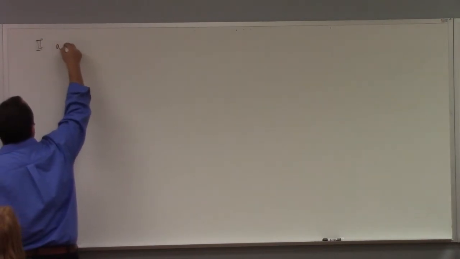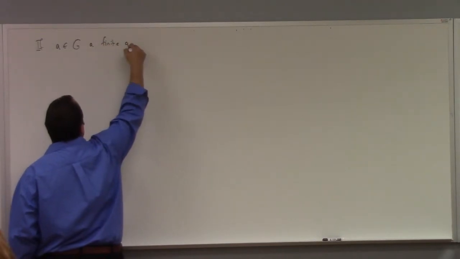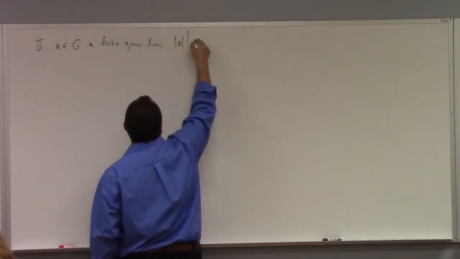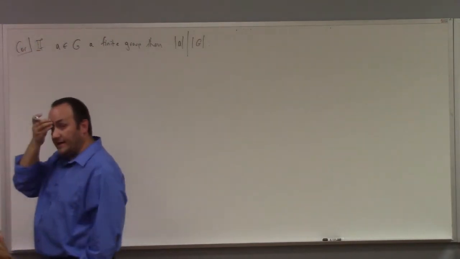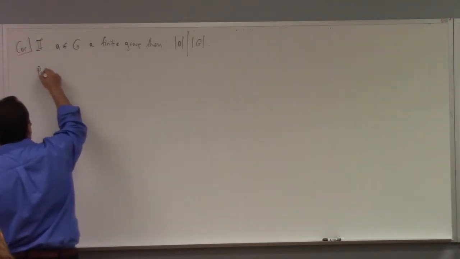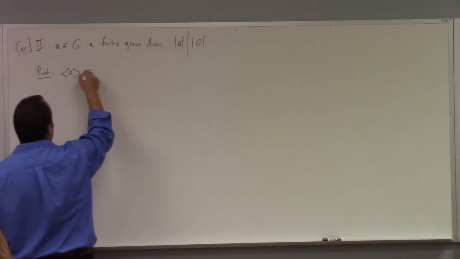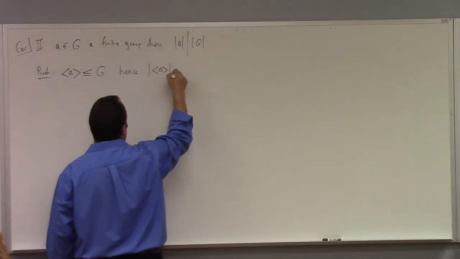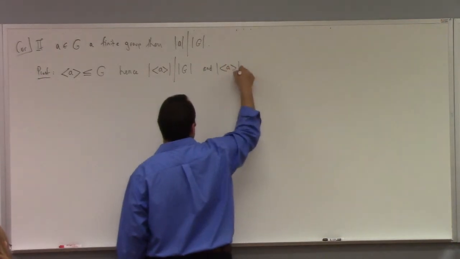So consider this. If a is an element of G, a finite group, then the order of a has to divide the order of the group. This is a corollary to Lagrange's theorem that we did not yet have. What's the proof? The proof is simply this. The cyclic subgroup generated by a is a subgroup of G. Hence, the order of the cyclic subgroup of a must divide the order of G. And of course, the order of the cyclic subgroup is the order of a.